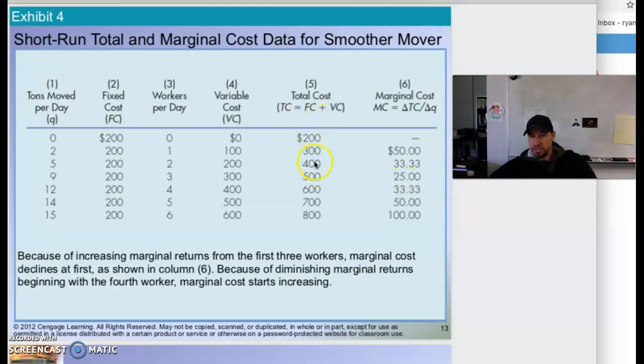So here's our change in total cost. We add another unit of labor, costs us another $100. So our change in total cost is 100, divided by our change in output, which is now 4, going from 5 to 9. So now that unit of labor, that $100, our marginal cost falls to $25. So as we are experiencing increasing marginal returns, we have decreasing marginal costs. When we start to experience diminishing marginal returns, we start seeing increasing marginal costs.